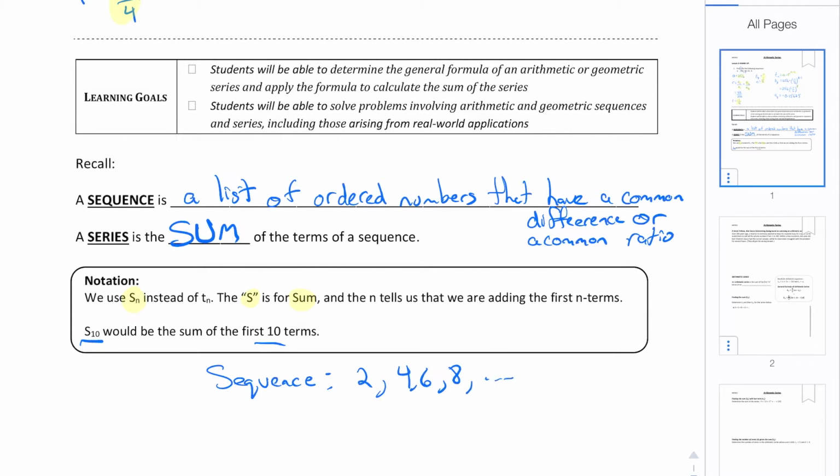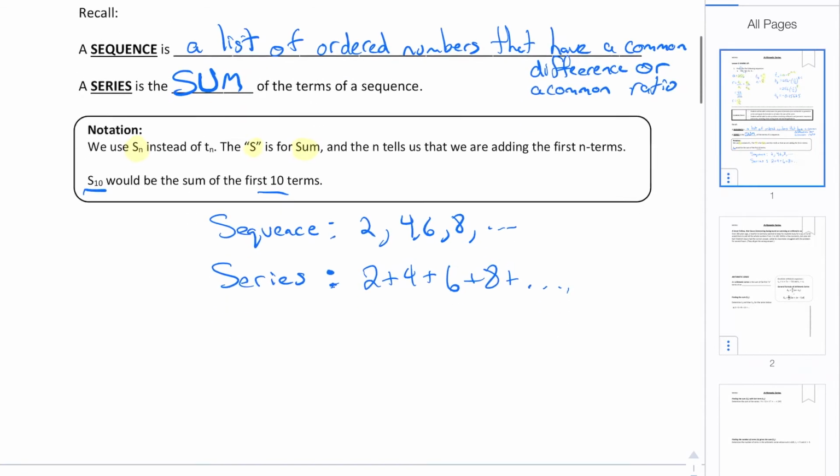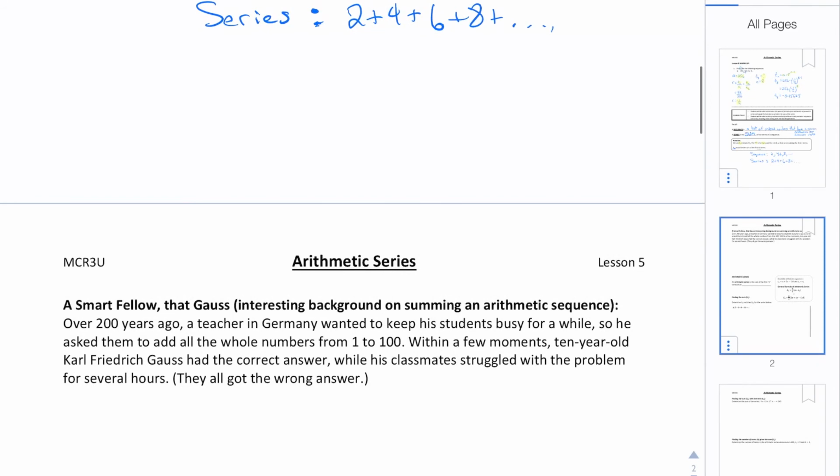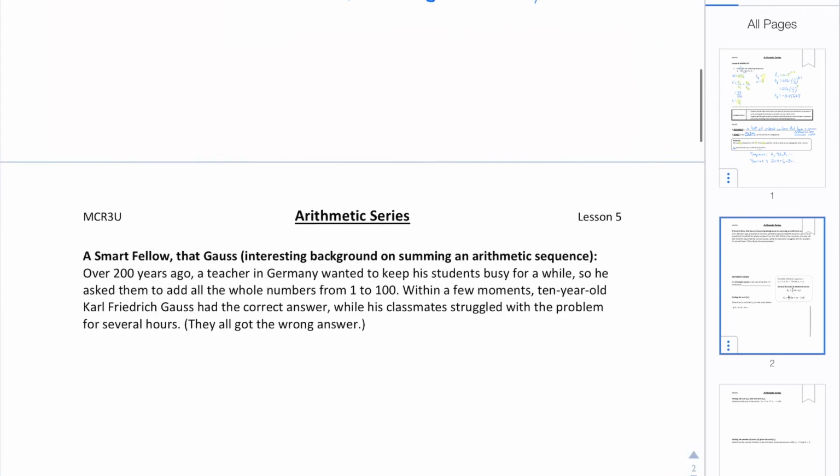Often the way you write a series, let's say I had a sequence here, make it simple, 2, 4, 6, 8, and so on, dot, dot, dot. A series would simply take those and add. So instead of a comma, you put addition, plus dot, dot, dot. But eventually you would need an n, otherwise it's an infinite series, and that's something you'll learn in calculus, but we're not doing that.